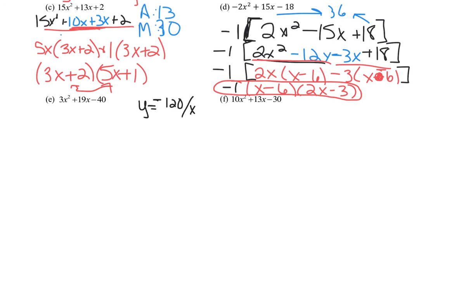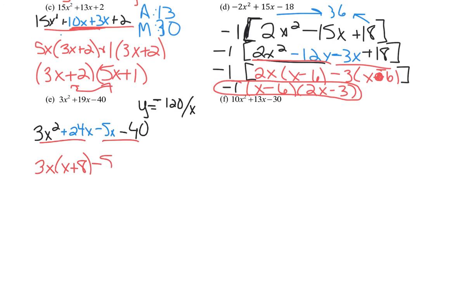So when I write this out, this is going to be 3x squared and a negative 40. And we will throw in positive 24x and negative 5x. And then we'll start to group. And take out the x plus 8 and have the 3x minus 5 left.